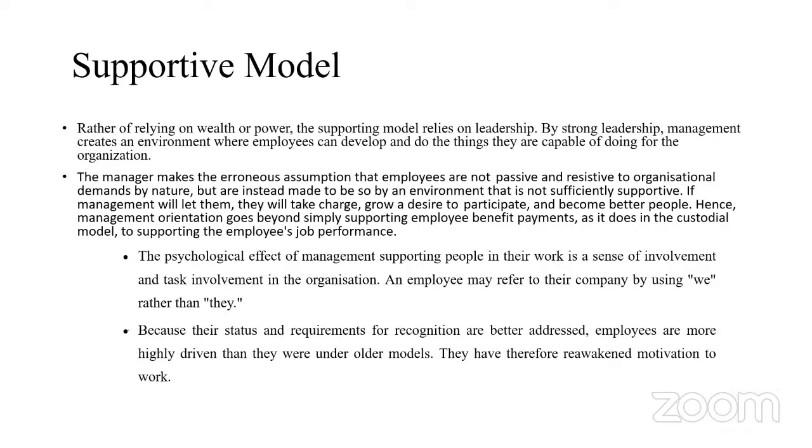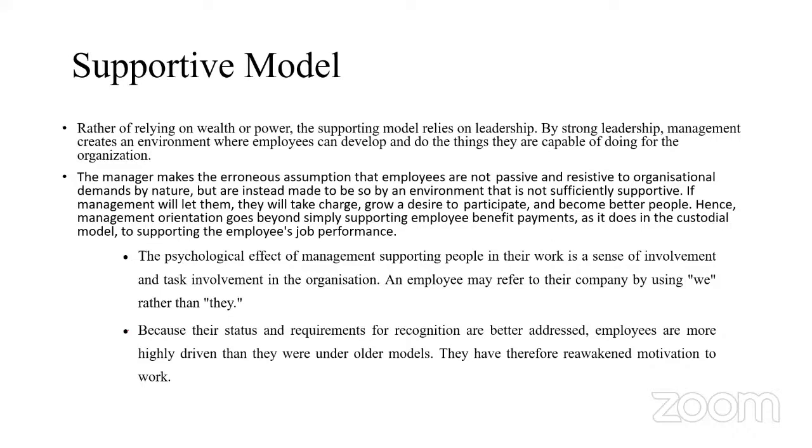Next, coming to the supportive model. What the supportive model does is, instead of depending on money, wealth, or power, it depends on leadership. By strong leadership, management creates an environment where employees can develop and are encouraged to do all the things that they're capable of doing for the organization. And here, employees are not passive. They do not resist the organizational demands, but instead, if they are properly supported, they in fact contribute to the organization.